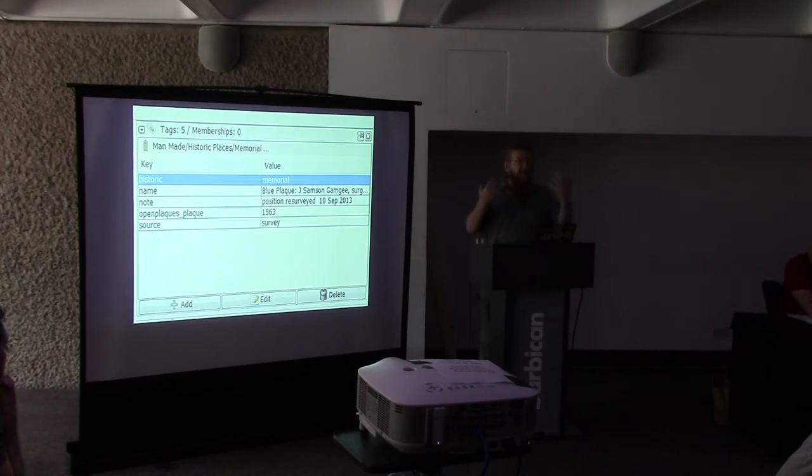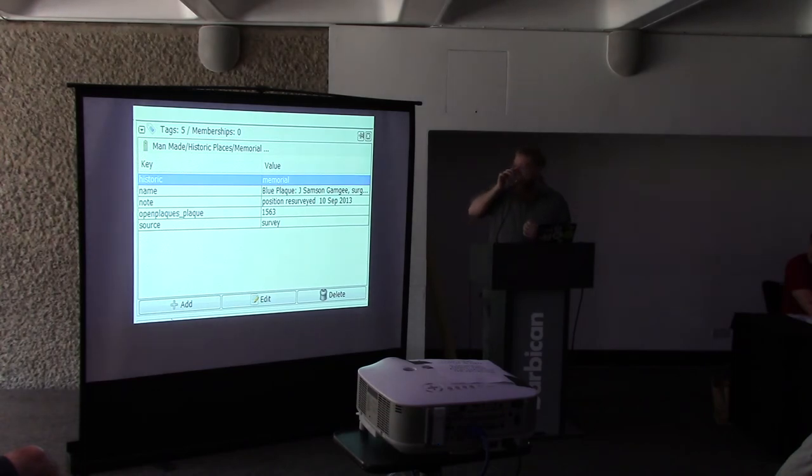Again, according to a schema that has evolved over time through people using different tags and then merging them and agreeing between themselves how to operate. It's a historic memorial. It has a name, which is that it's a blue plaque. That's a little bit of a fudge because the plaque doesn't actually have a name, but you need some sort of label. We have a note saying that it's been resurveyed because the building was renovated and they moved the plaque. We have the source that was a survey, but we also have the open plaques plaque ID, 1563. I'd like you to remember that number, 1563. There's no prizes, but I would like you to remember it.